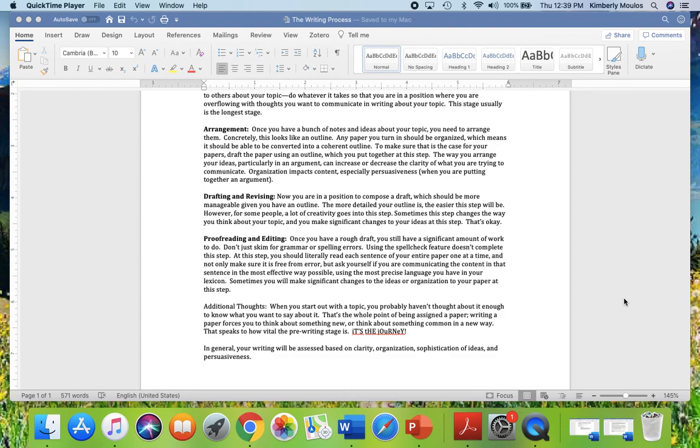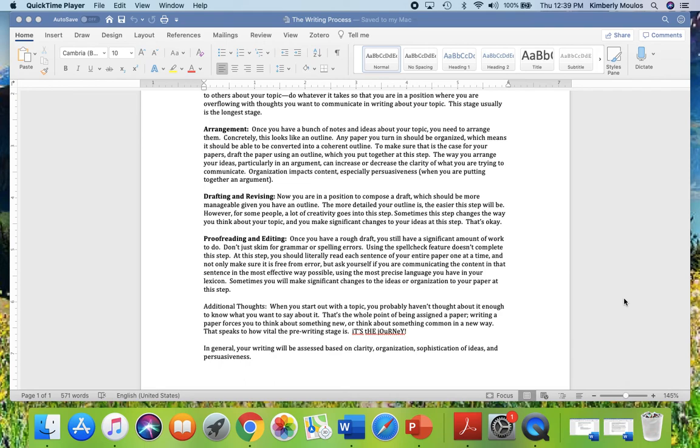Organization impacts content, especially persuasiveness, when you are putting together an argument. It's very difficult to go from doing a bunch of research and being flooded with information and thoughts about something to putting together a rough draft of a paper. So this step helps you organize and arrange what you've learned and what you're thinking about a topic into a coherent argument, in the case of these papers, for this class.